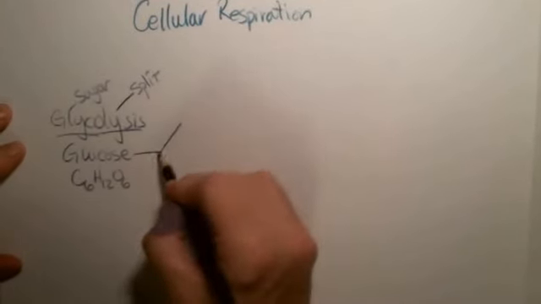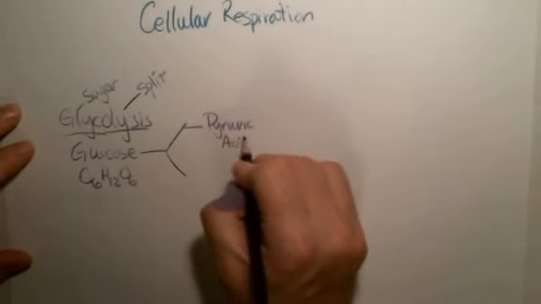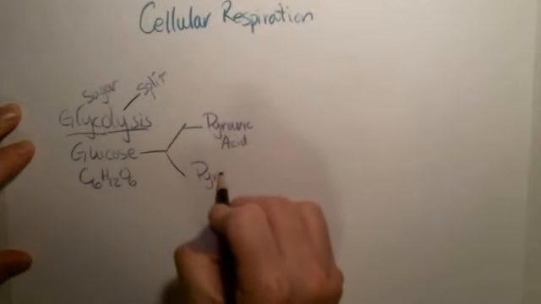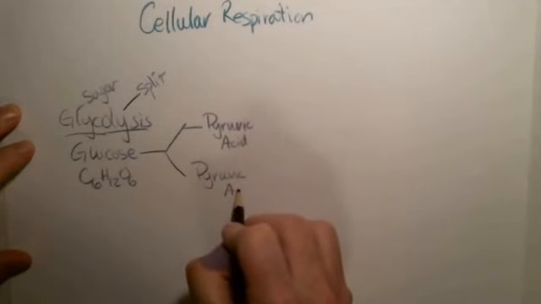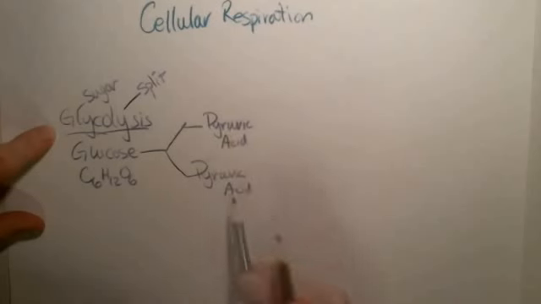So glucose gets split into 2 molecules. These are called pyruvate, or pyruvic acid, I think is how we have it in our notes. And pyruvic acid is a 3-carbon molecule. So this 6-carbon molecule, sugar, gets split into 2 3-carbon molecules. That is the process of glycolysis.